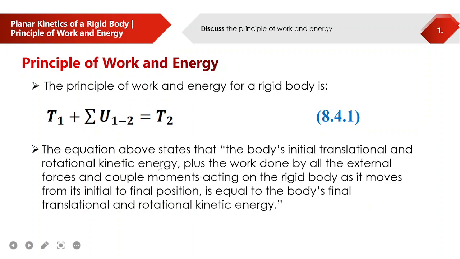here we include the work done by couple moments, and we also consider rotational kinetic energy. So there is really a difference between them, no? So acting on a rigid body as it moves from its initial to final position is equal to the body's final translational and rotational kinetic energy, and we also know how to compute this kinetic energy of a translational and rotational motion.